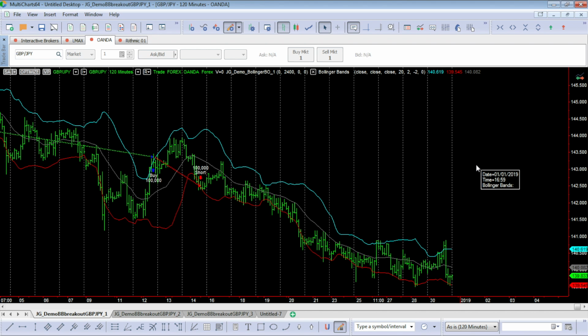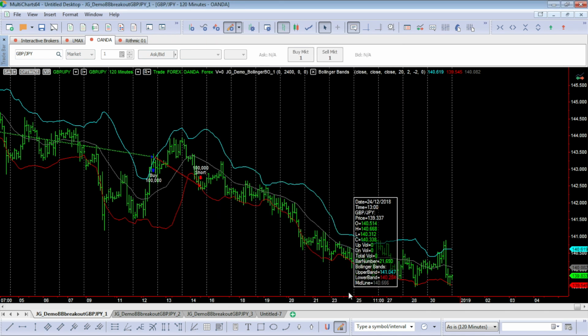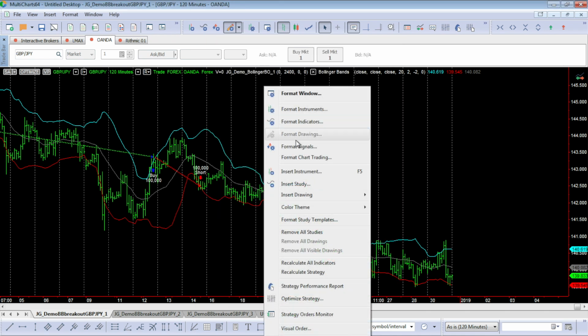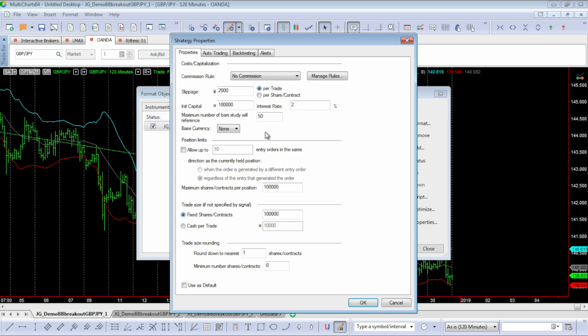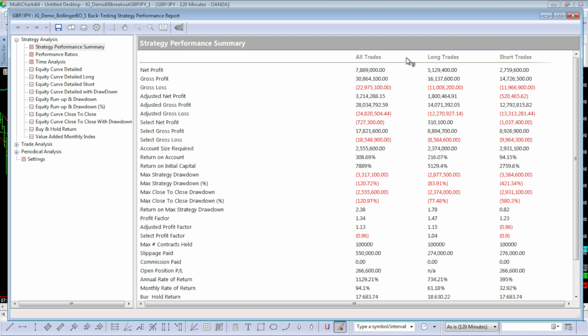Here's what the strategy looks like on the chart. Firstly, we're using 120-minute or 2-hour bars of pound yen, and we're looking from January 2012 to the end of 2018, and that's our in-sample data period. This is data from Oanda, and I have included some costs. I've included 2,000 yen per trade or 4,000 yen round trip. Let's have a look at the performance report of the baseline strategy.